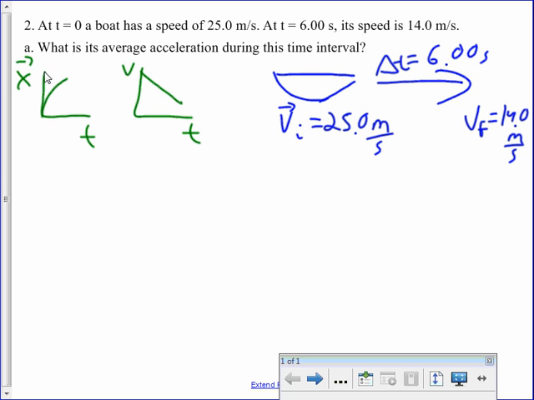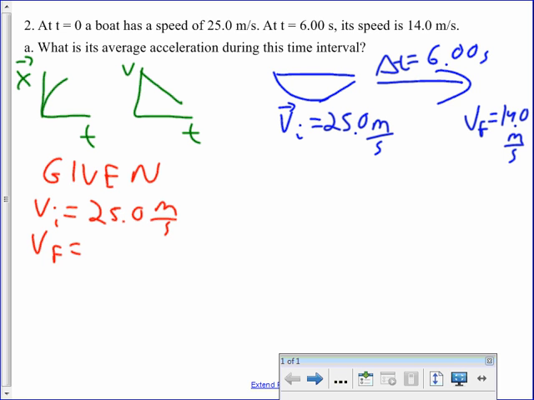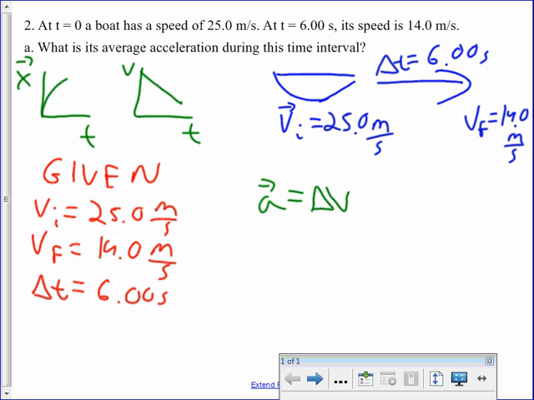And so I need to write this down in my given. VI equals 25.0 meters per second. VF is equal to 14.0 meters per second. And my change in time is equal to 6.00 seconds. I know that acceleration is equal to change in velocity over change in time. And so I can simply plug in the values.